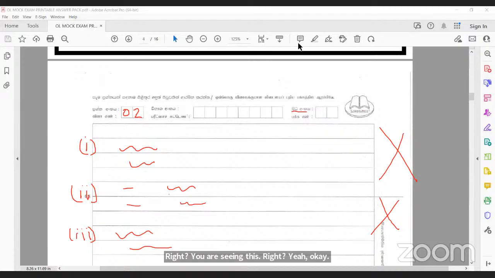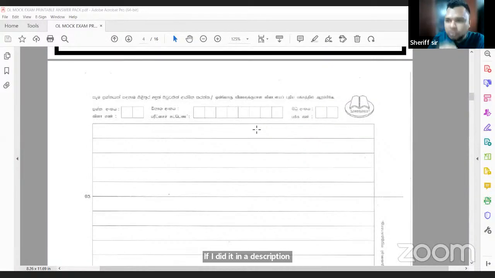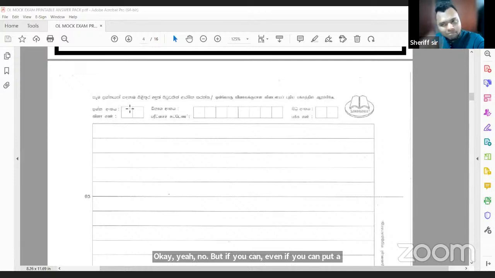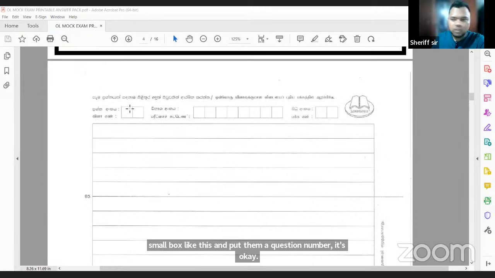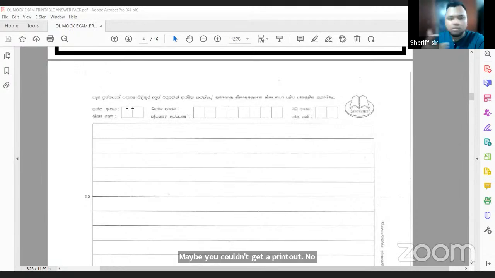Sir, I didn't get a printout of this paper. Is it okay if I do it in a full scan? Yeah, it's okay, but make sure you know this procedure at least. Even if you can, put a small box like this and put the question number. Maybe you couldn't get a printout, no issues. Use your available resources to the maximum so that you know the procedure. Anything else for that?